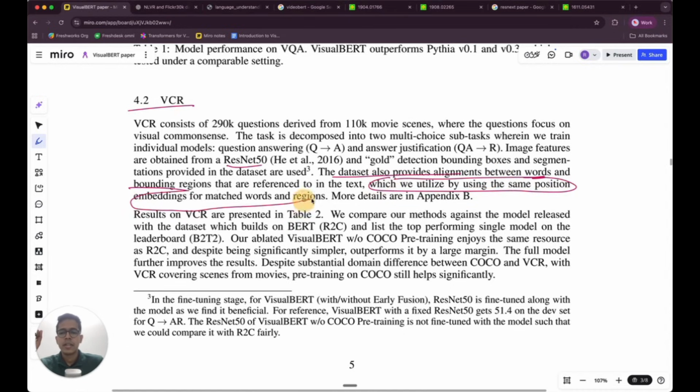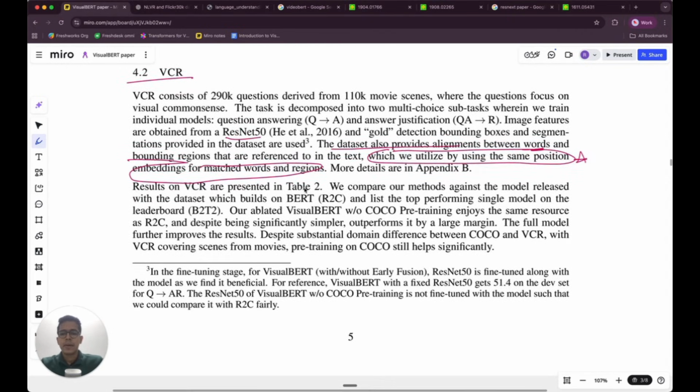See, in position embedding, we discussed earlier that if it's just an image caption dataset pair, then there is no position embedding concept for the image regions, because what do you mean by position embedding for an image region? However, if a certain image region is strongly correlated with a certain word in the text input, and if that alignment is part of the training data, then you can use the same position embedding for that particular word and that particular region. So that is what is mentioned here. More details we will see in the appendix.